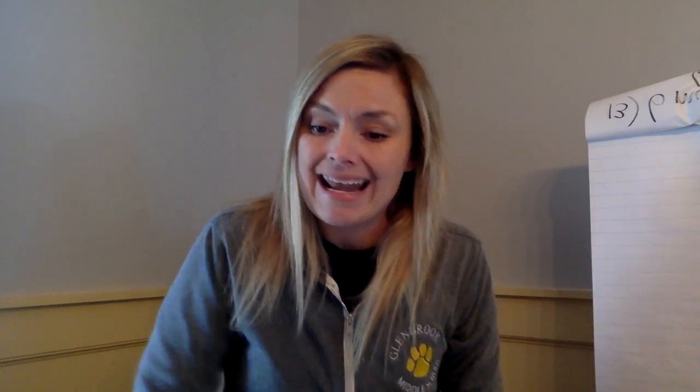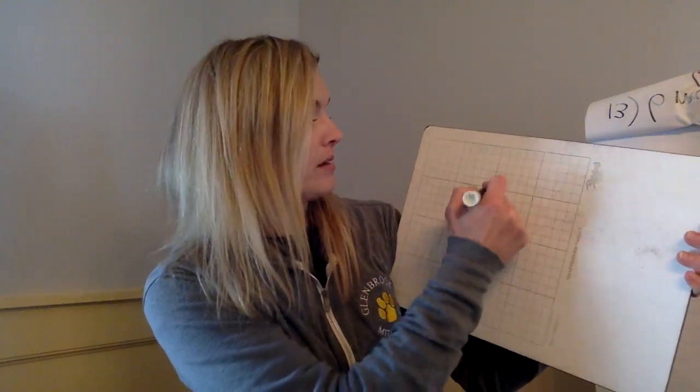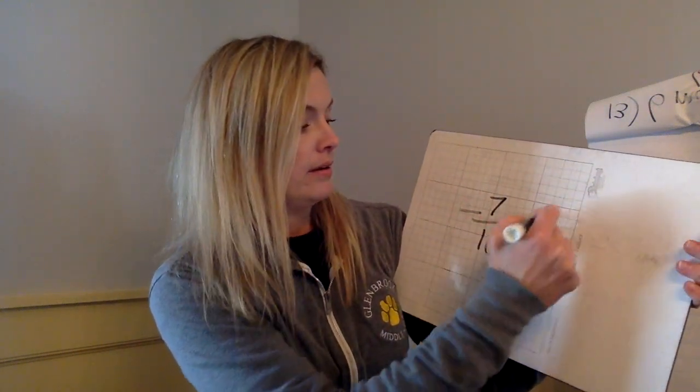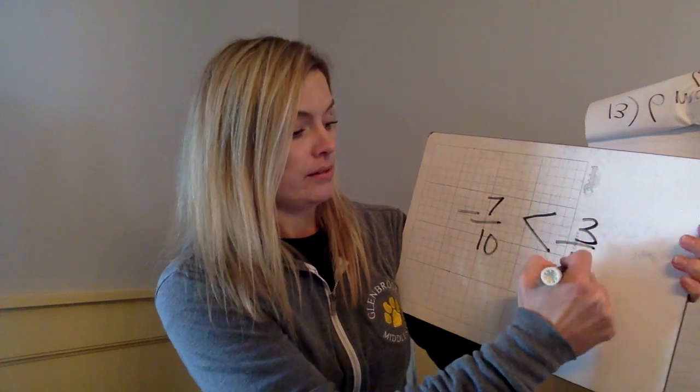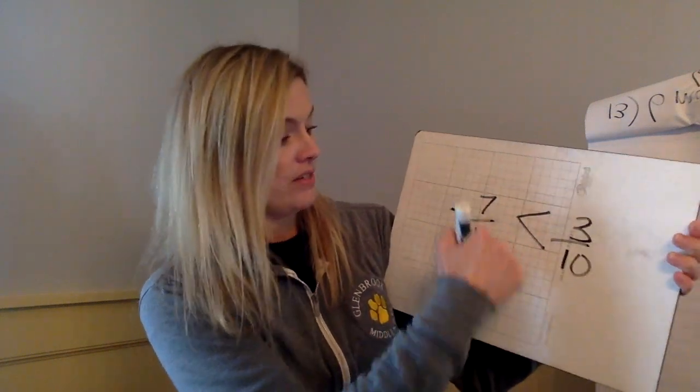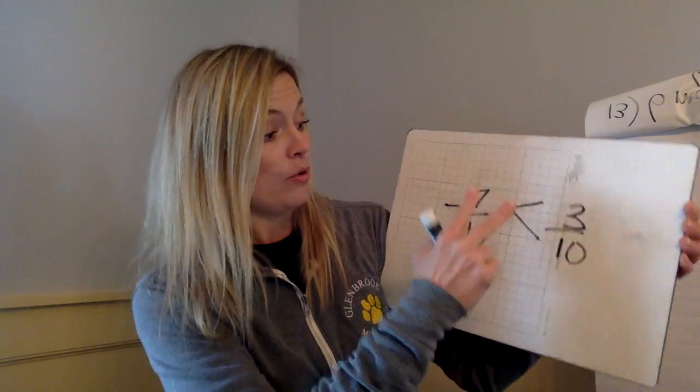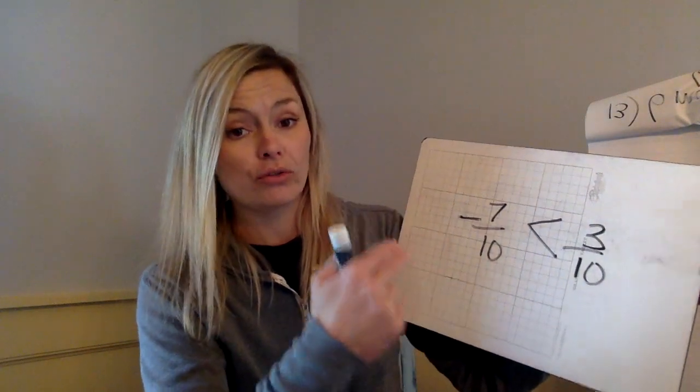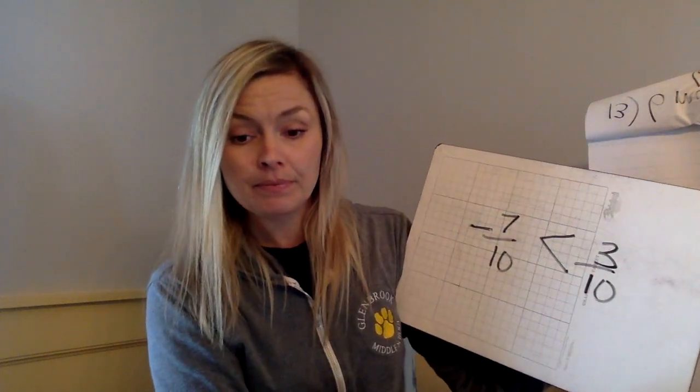In question number 15, Eliza's using a number line to compare 3/10 and -7/10. Use the comparison sign. So again, you would graph them, you would put them where they belong, and then you would have something like this: -7/10 is less than 3/10, or if you had it reversed, 3/10 is greater than -7/10.